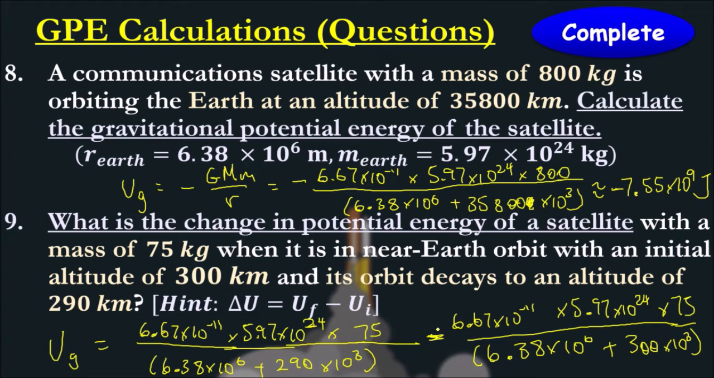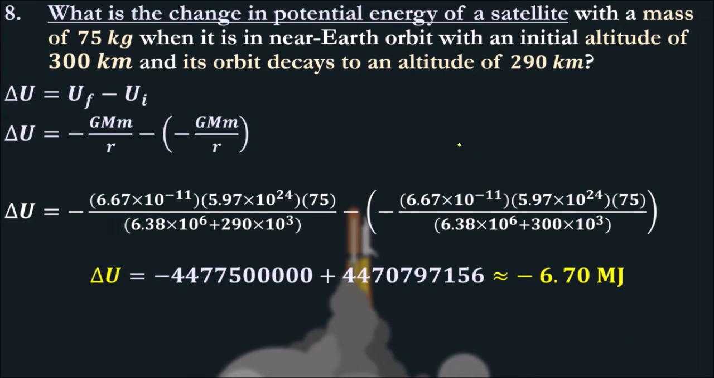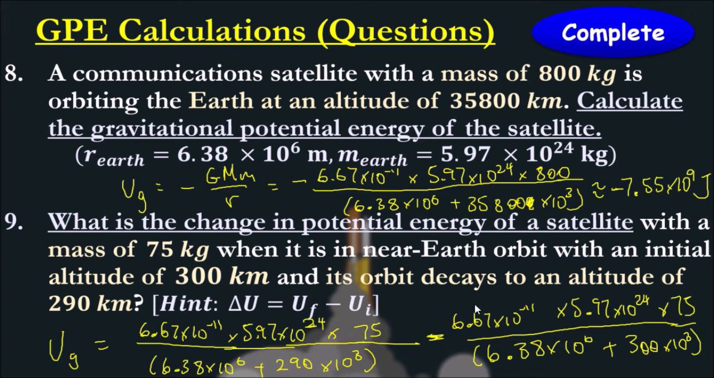Okay, let's go through what the answer for that one is, and you record your answer down here, which is negative 6.7 megajoules. So one thing I did forget to add here is there was a subtraction. There's also a second subtraction. That's a subtraction of potential energy, and then you have the subtraction of the difference.